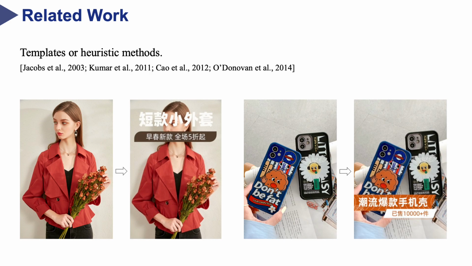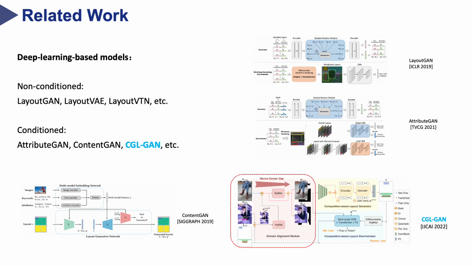Early work often utilizes templates and heuristic rules to generate layouts, which require professional knowledge and often fail to yield flexible and varied layouts, limited to their handcrafted rules. As deep learning develops, LayoutGAN, LayoutVAE, and LayoutTransformer appear to produce layouts from noise. Meanwhile, some conditional layout generation methods have been proposed, such as AttributeGAN, ContentGAN, and CGL-GAN.